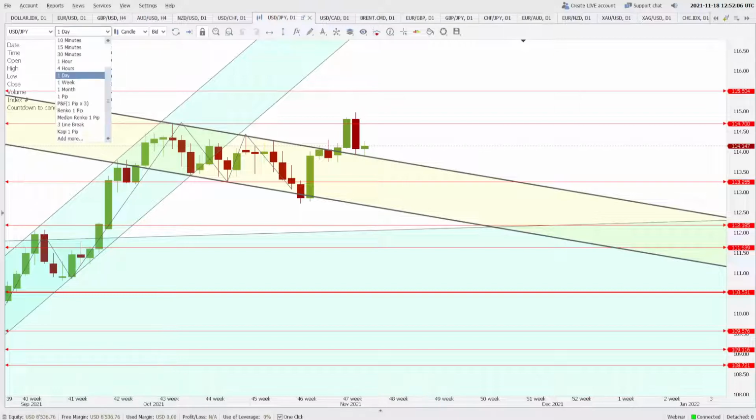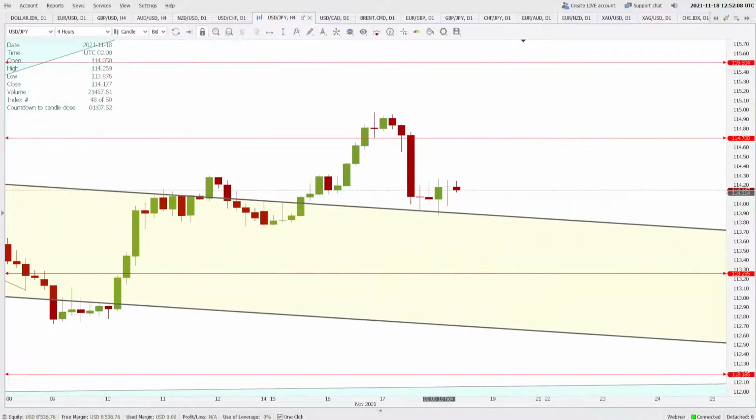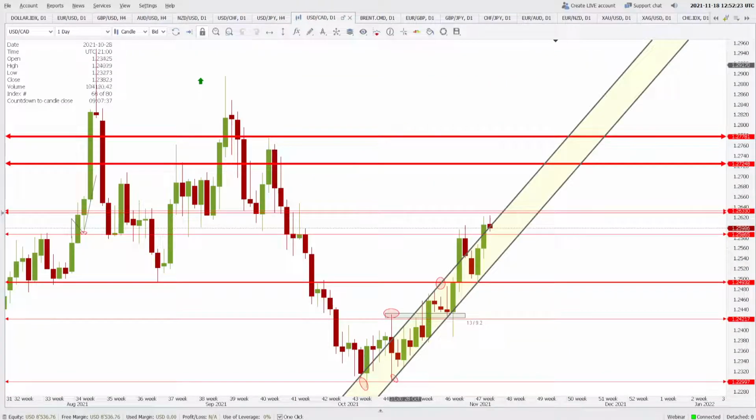In fact, it is already acting as a support on the 4-hour, and maybe the price is going back to 114.70 and 115.50. If you want to take a risk, a small risk can be taken with a small stop loss below the low of this candle here, and targeting 114.70 and 115.50 in this market.